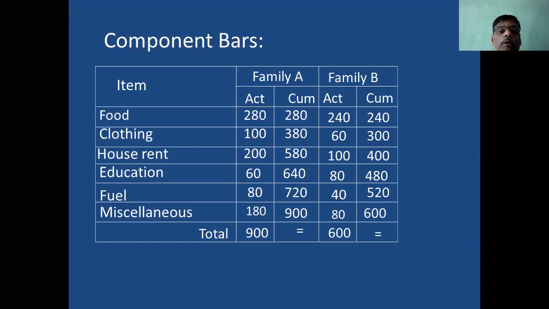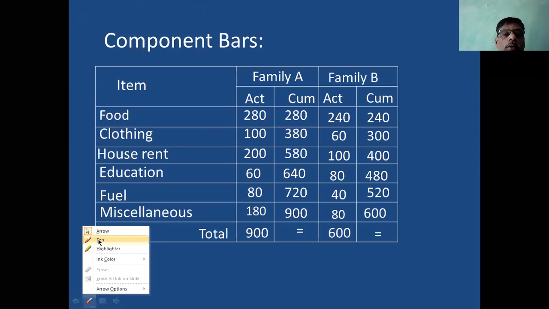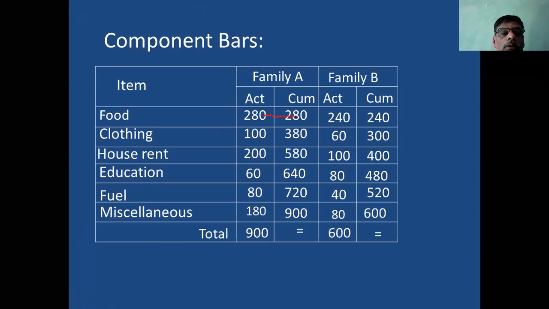This must be equal. I will show how to make the calculation. Cumulative: you take 280 first. To this 280 you add 100, and the second value comes. To the second value you add the next value 200, and the third value comes. Third value plus the actual fourth value, then the fourth value comes. To the fourth value you add the fifth actual value, then the fifth cumulative comes. To the fifth cumulative you add the sixth actual value, and you will get the sixth cumulative.